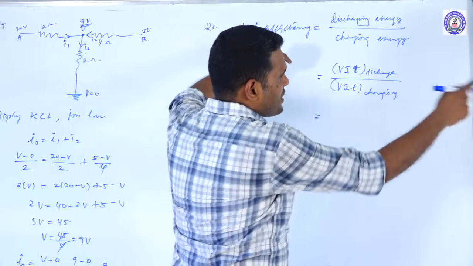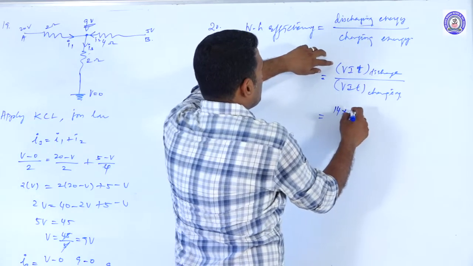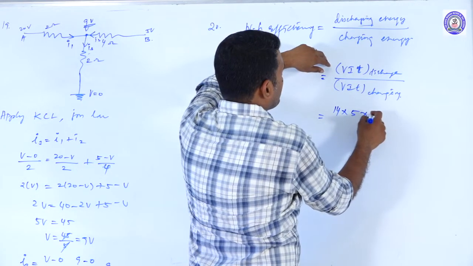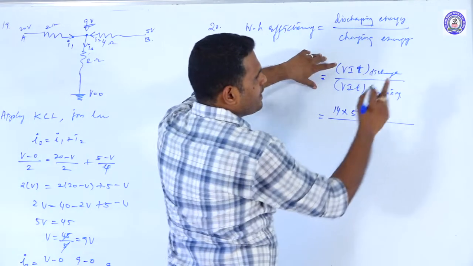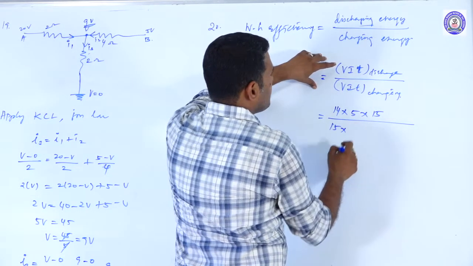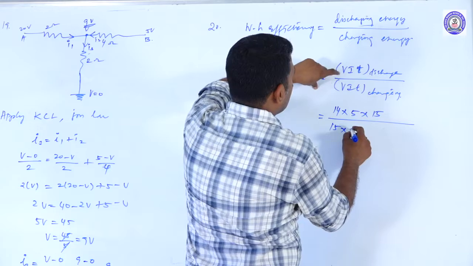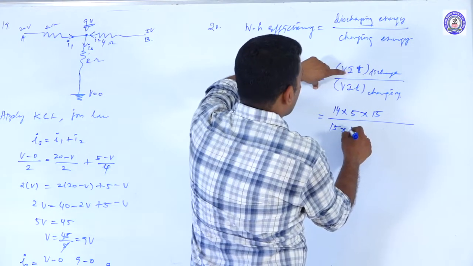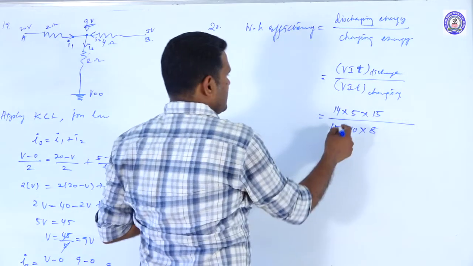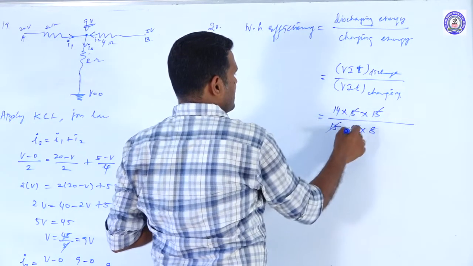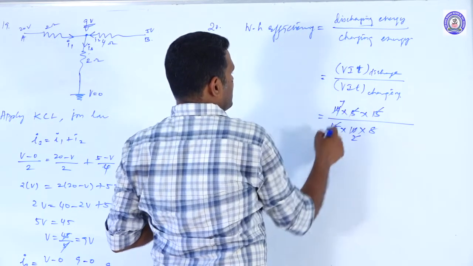Potential at the time of discharge is given as 14 volt, current 5 ampere, time 15 hours, divided by potential during charging, which is 15 volt, current is 10 ampere and time is 8 hours. Let us simplify. We cancel this. This is 2 and this is 7. So 7 by 8.